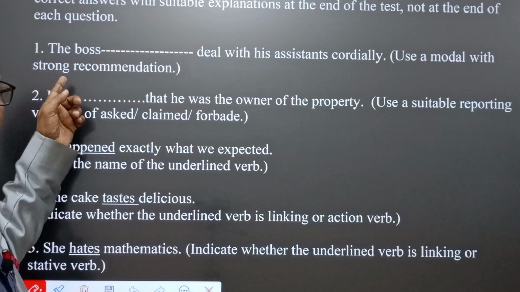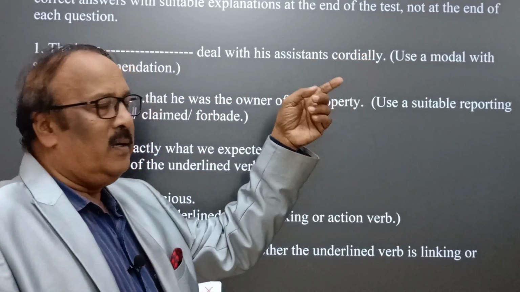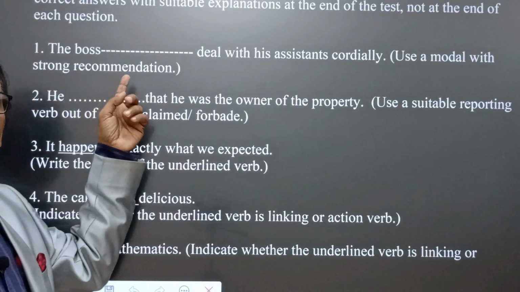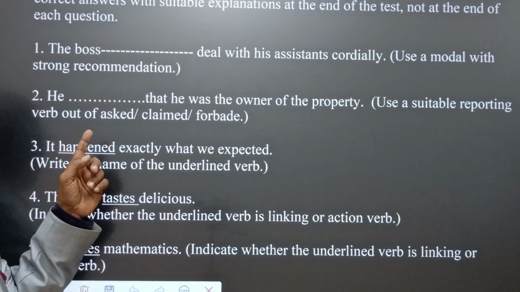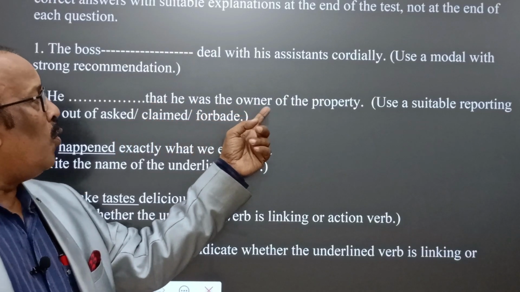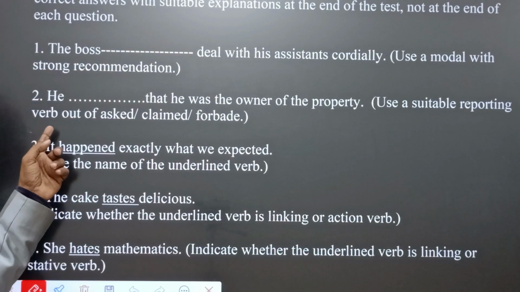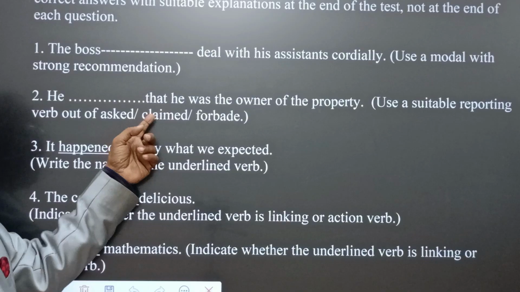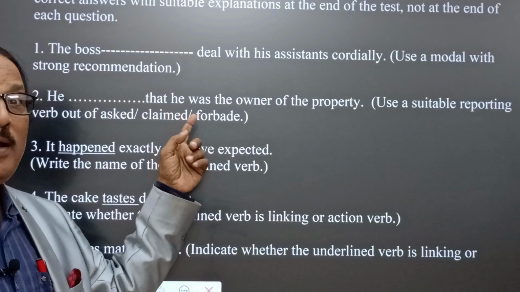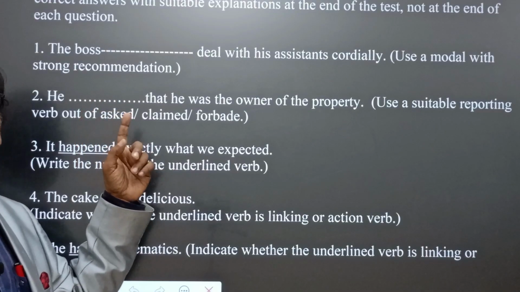See now, the first question: The boss blank deal with his assistants cordially. Instruction within brackets: use a modal with a strong recommendation. Now come to question number 2. He blank that he was the owner of the property. Instruction: use a suitable reporting verb out of asked, claimed, forbade. Here we have 3 reporting verbs, and it is your duty to choose the correct one and fill in the blank.